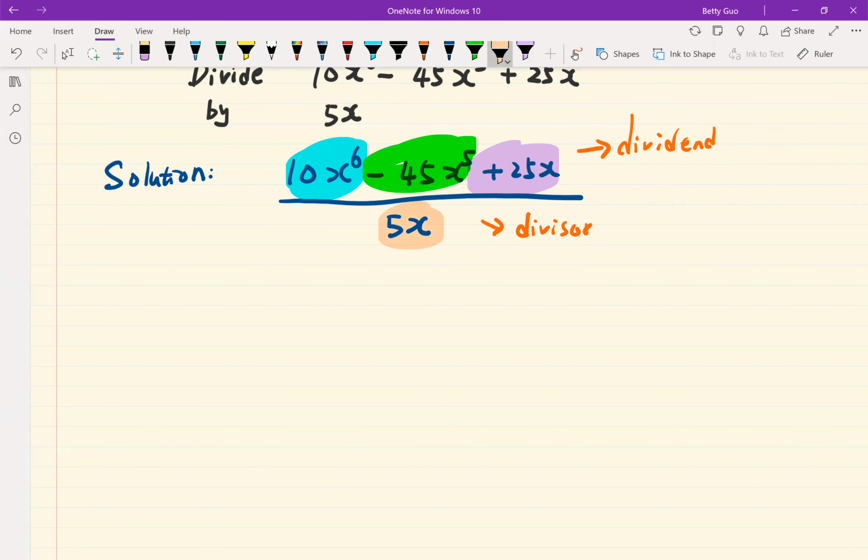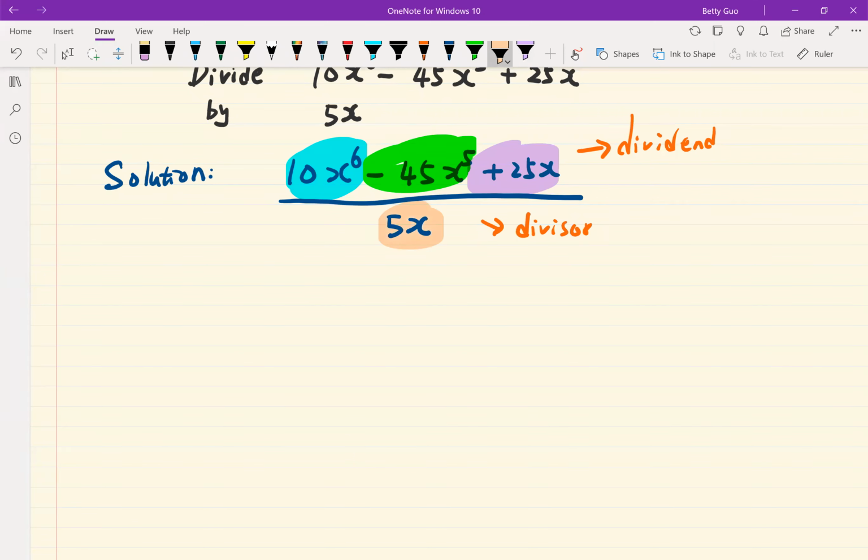Let's see the term 3. 25 in the numerator, 5 in the denominator. 25 over 5, 5. Okay, x in the numerator, x in the denominator. Do they just cancel? Yeah, so we don't have x, right? That's okay. And that's the answer.